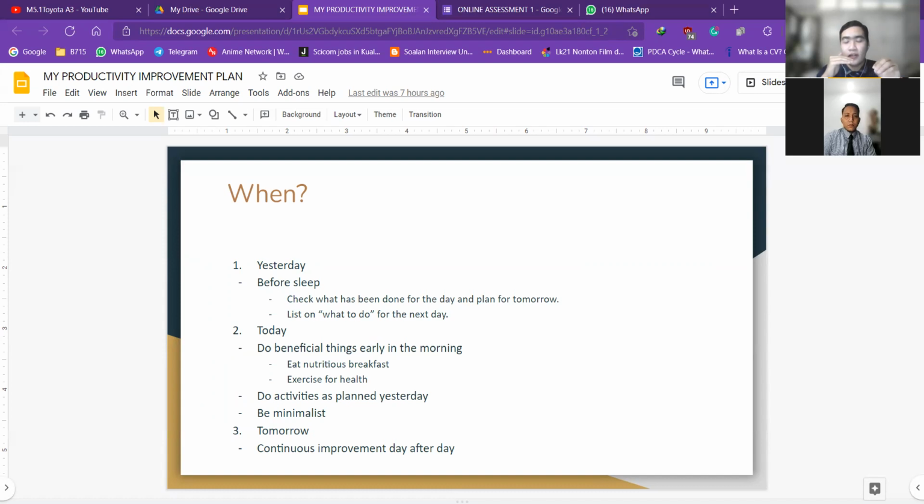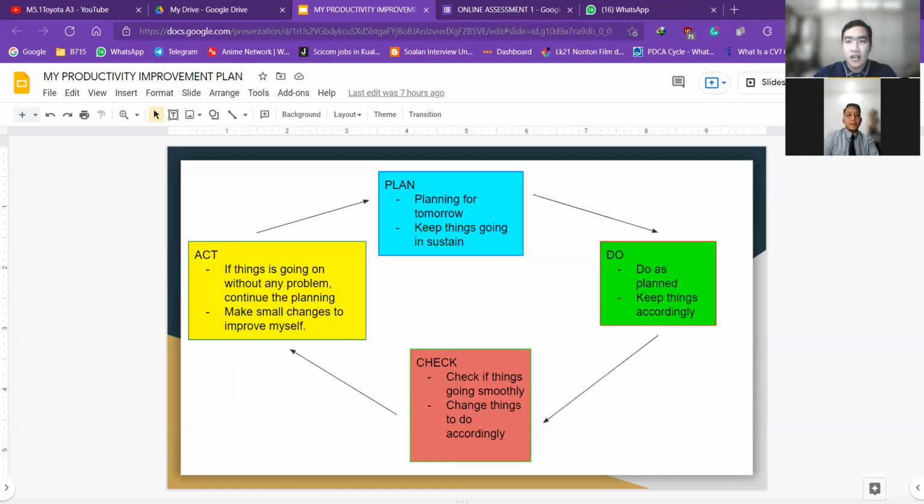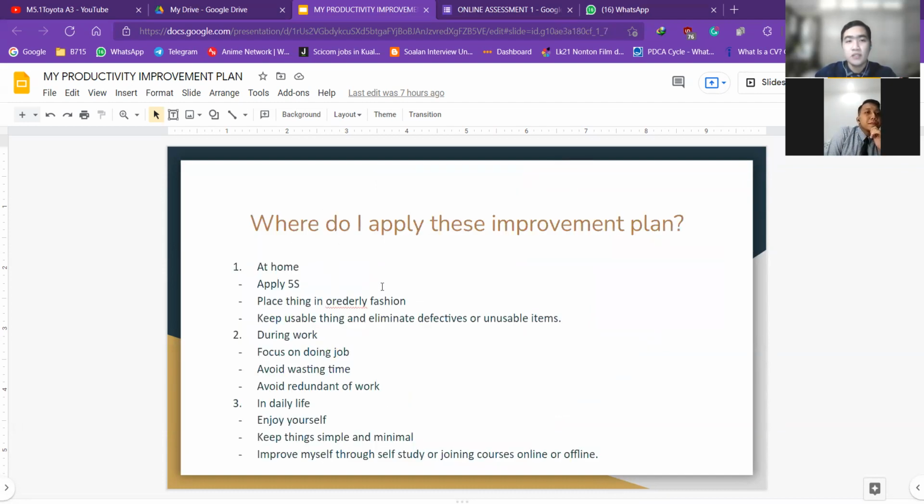like when I am not being minimalist, I found out that my life has a lot of trouble coming. Okay, so thirdly, for tomorrow, I will continue to improve my what-to-do plan on the timetable, so what to do day after day. So next, this is what I would say is the planning in the PDCA cycle. And where do I apply this improvement plan? It is firstly at home, secondly during work, and finally in daily life.